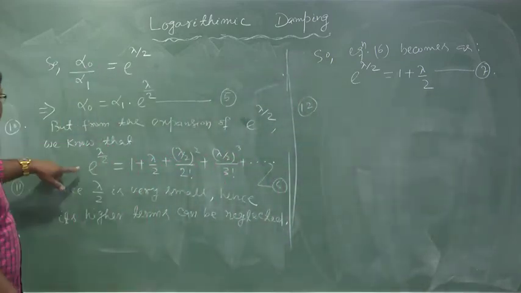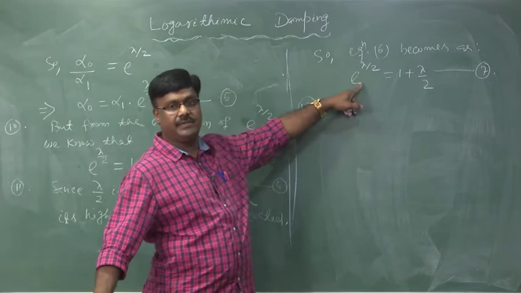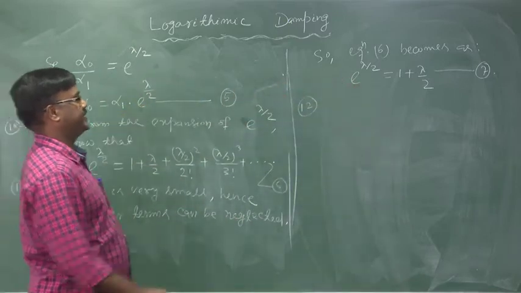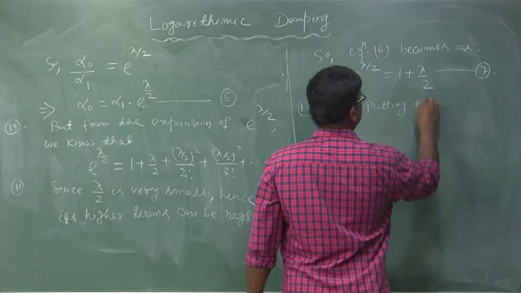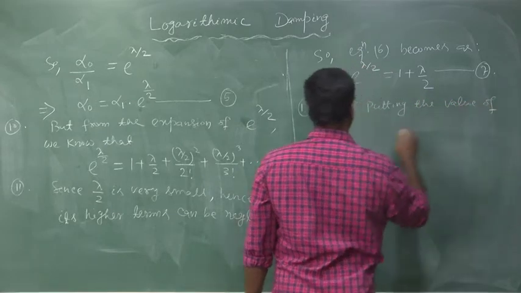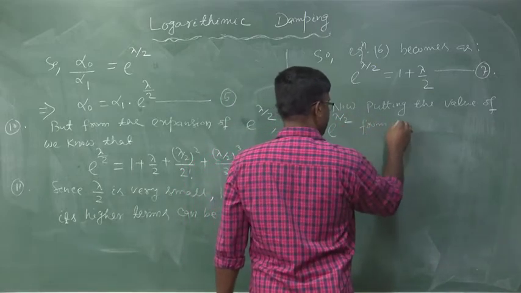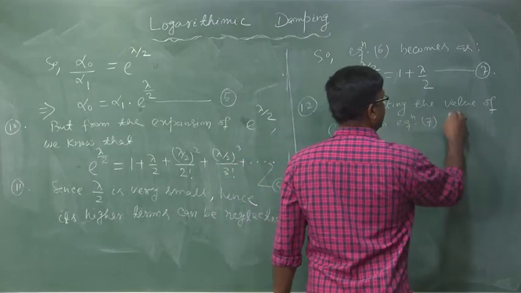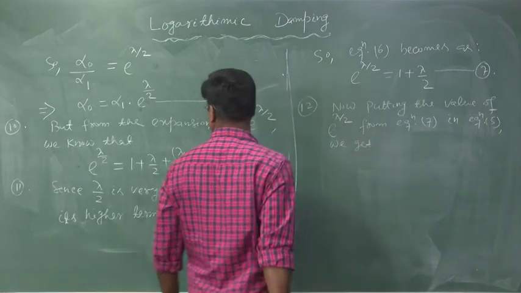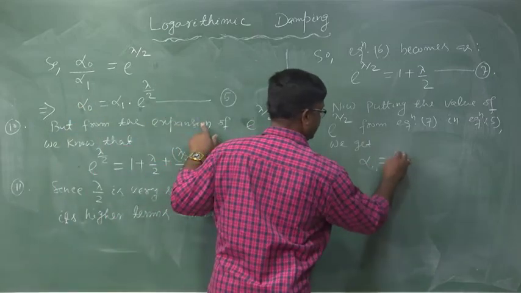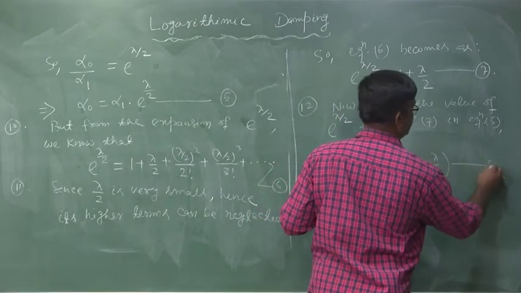Now, putting the value of e to the power lambda by 2 from equation 7 in equation 5, we get alpha 0 is equal to alpha 1 into 1 plus lambda by 2.